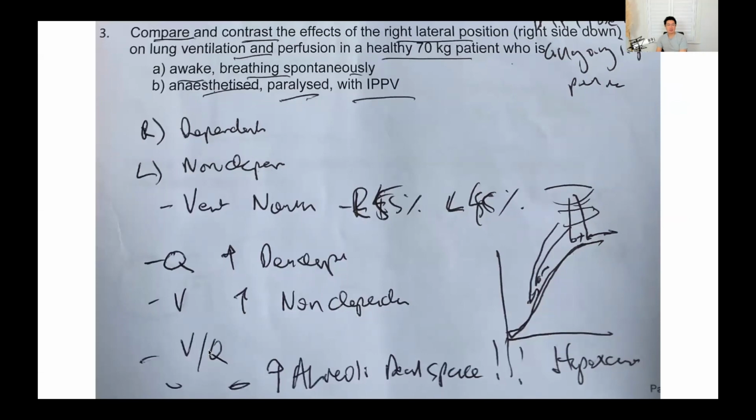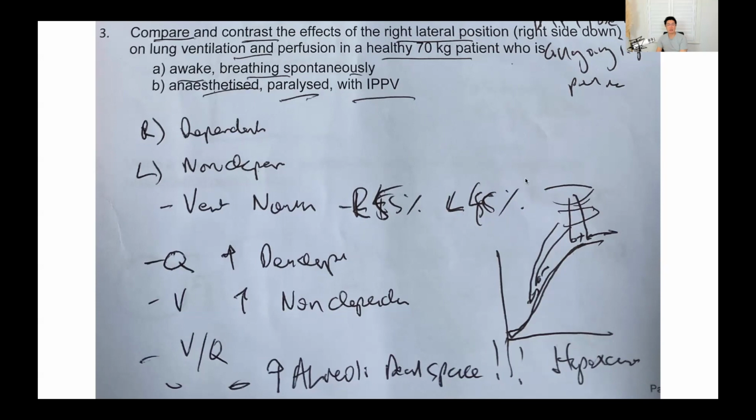This is the 1 minute structure from this candidate here. So very nice. Again, they've defined, and I think this is really important, what dependent and non-dependent is. So they've said that the right side is now your dependent lung, which is the base, and the left lung is your non-dependent lung, which represents the apex. And they've got their numbers here.